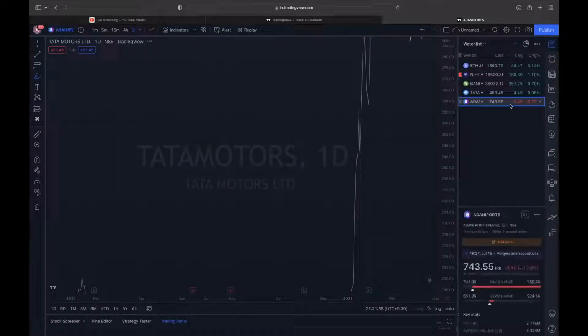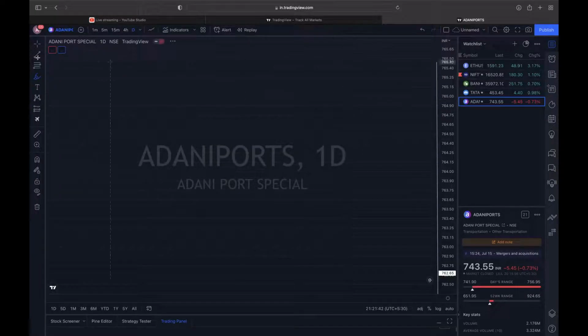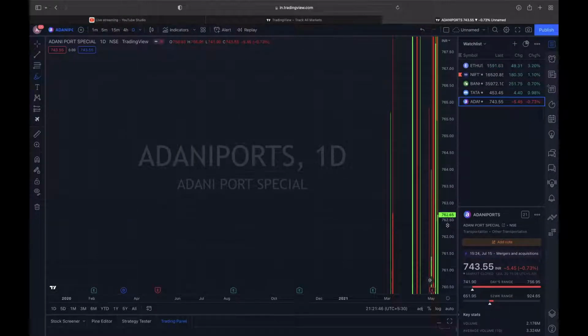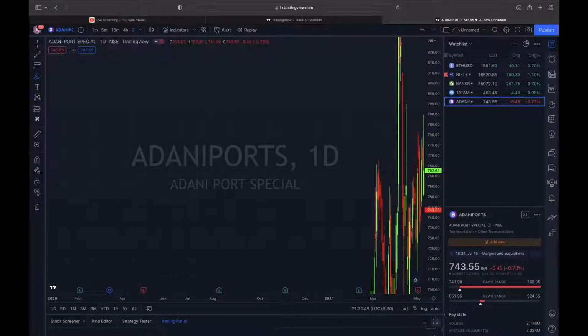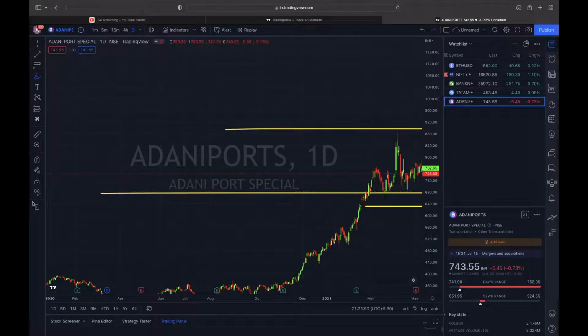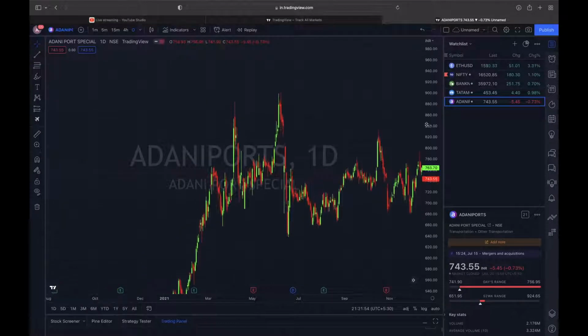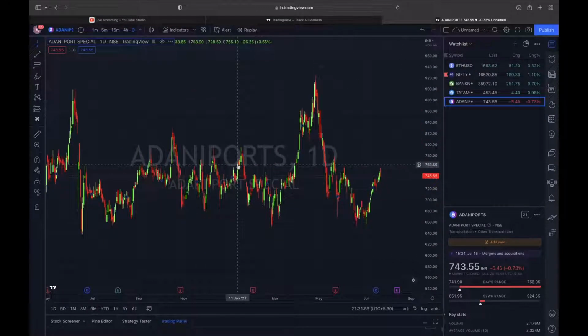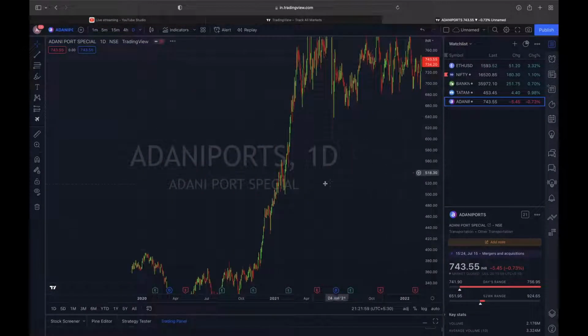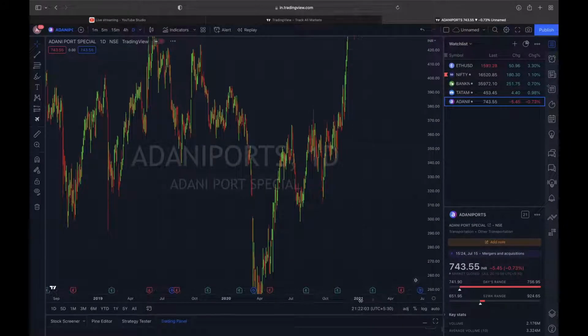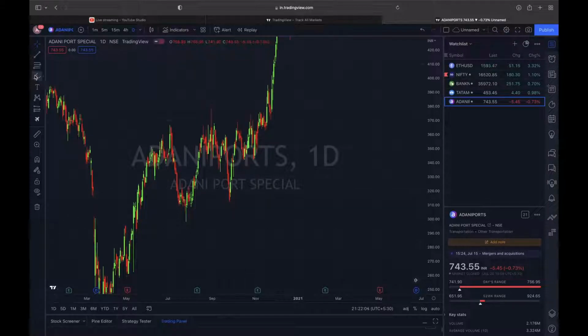Once again, pennant. Okay, let's take the Adani Ports example. Let's check out Adani Ports. Very simple again, everyone. You have to spot any triangle, ascending, descending, pennant, your wish. Let's go somewhere over here. I can spot a triangle. Can you spot a triangle?